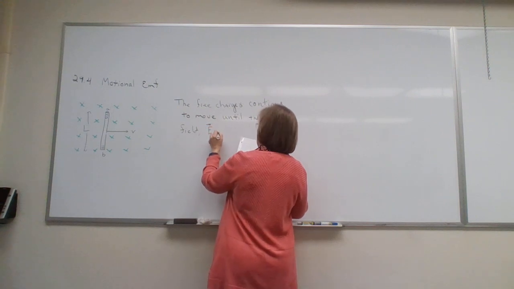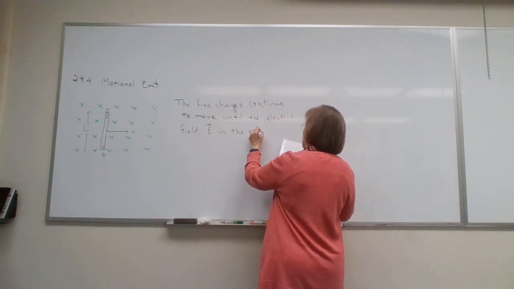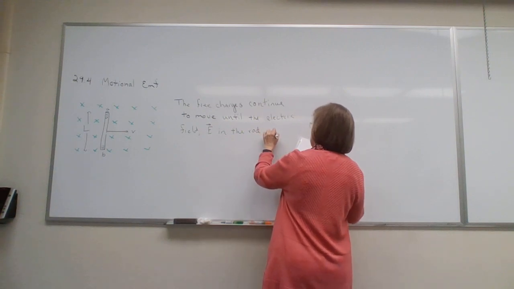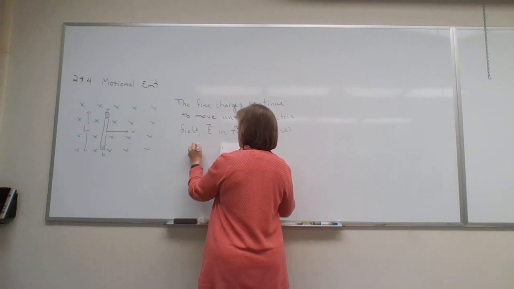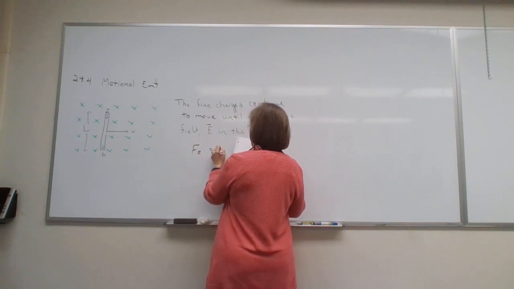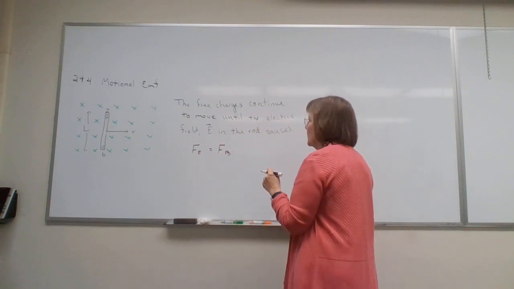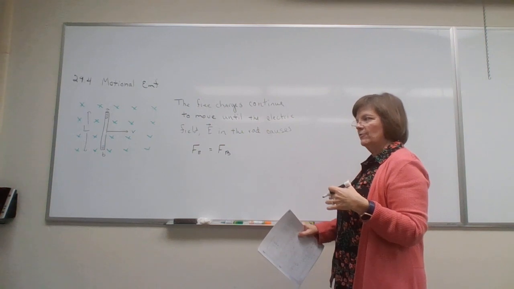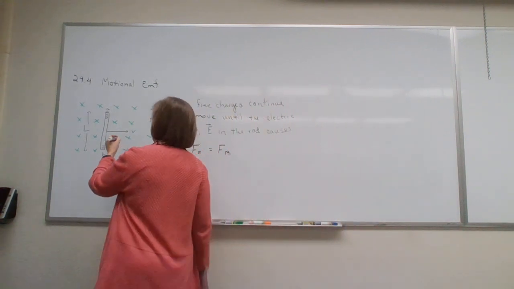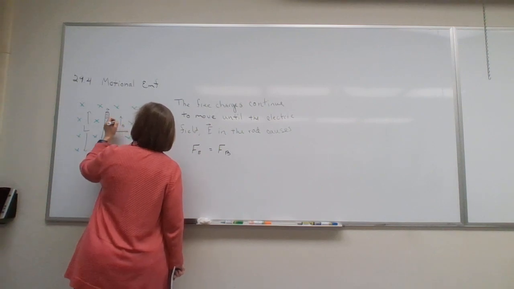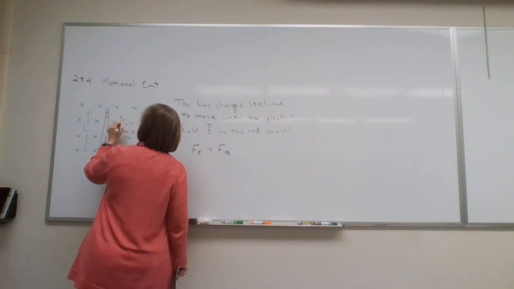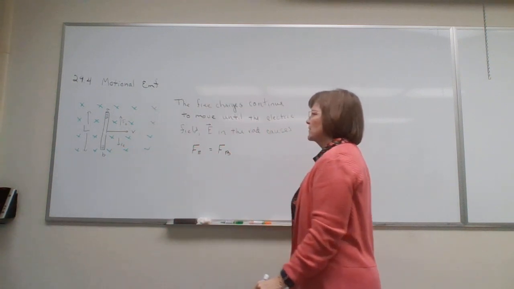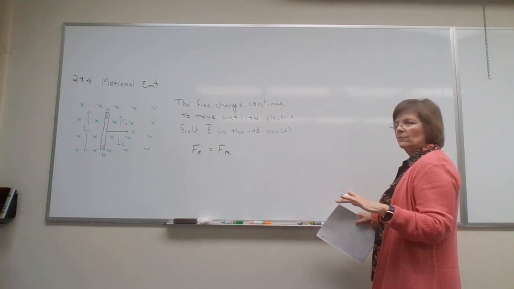E in the rod causes the electric force to equal the magnetic force. Now, I can't say the electric field equals the magnetic field because they have different units and they don't even point in opposite directions. But the magnetic force on these charges pointed that way on a positive charge. And an electric force will point this way on a positive charge.